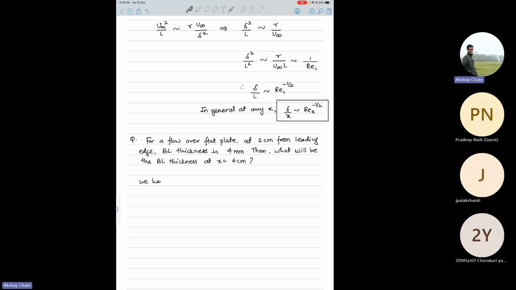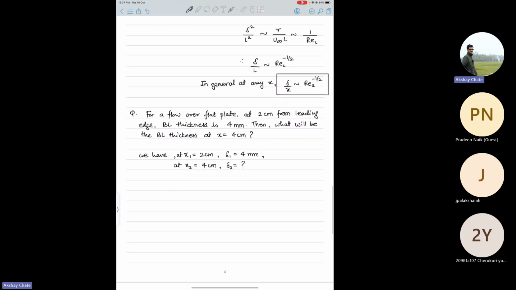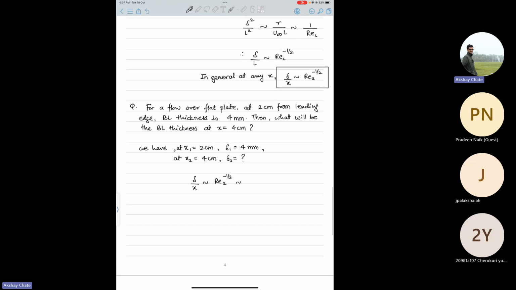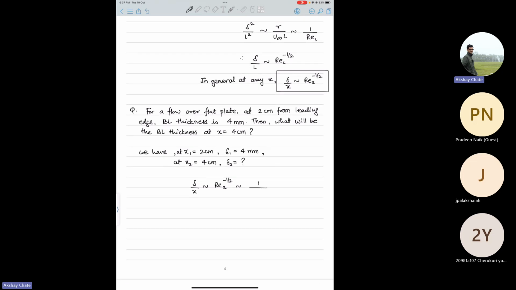So you have to use this scaling principle. So we have, let's say, at x1, which is 2 centimeter, you have delta 1, which is 4 mm. And at x2 equal to 4 centimeter, what is the delta 2? This is the question. And we know that delta by x is proportional to the Reynolds number at that x power minus half. So again, you can simplify like this. What is the Reynolds number? It is u infinity x by kinematic viscosity, power minus half.